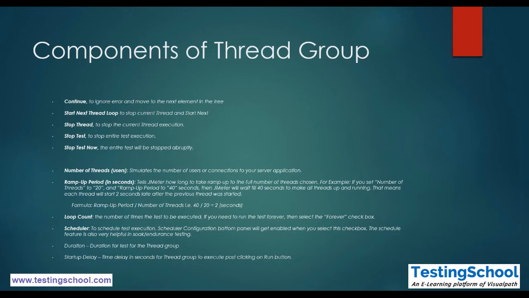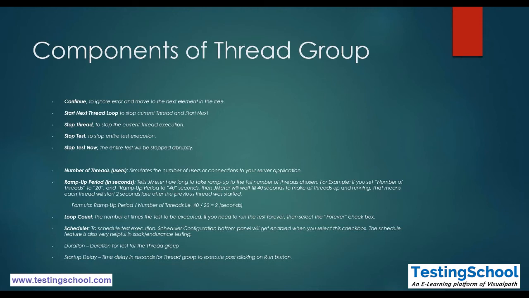Means if you check the first radio button, then it will ignore error and move to the next element of the tree. And the second one is start next thread group. So these are the different options which you can check once any error comes. It depends upon which radio button you have selected. Depending upon that, it will actually do the action once the error comes.